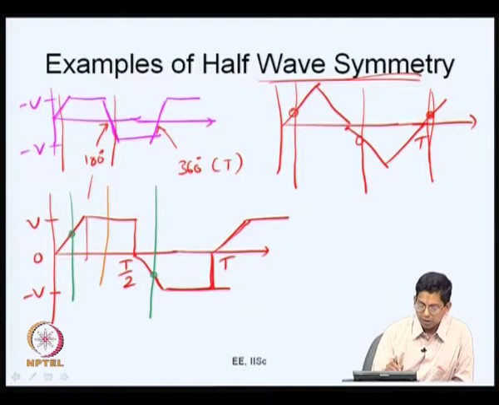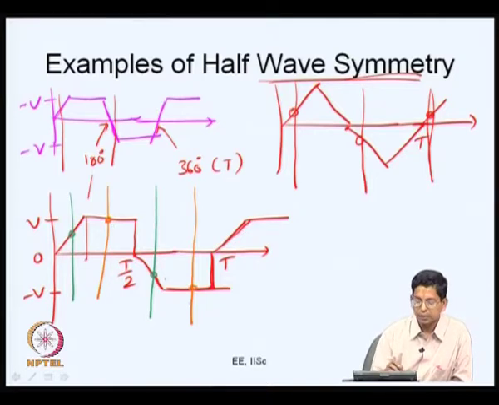Let me consider this instant. If I go 180 degrees later, I have this. So, what you see, the values here and there are the same except for the sign, that is, this value and this value are the same except for the sign. So, this waveform also has half wave symmetry.